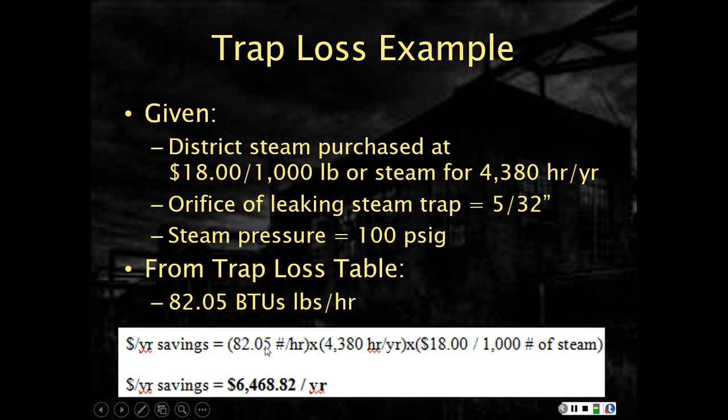Now I can plug all the values into my equation, the pounds per hour lost, and actually that should just be pounds per hour, sorry. Anyway, the hours per year times the dollars per pound of steam, and I get my savings. So again, this should be pounds per hour.